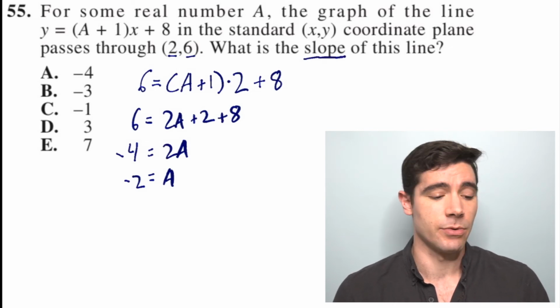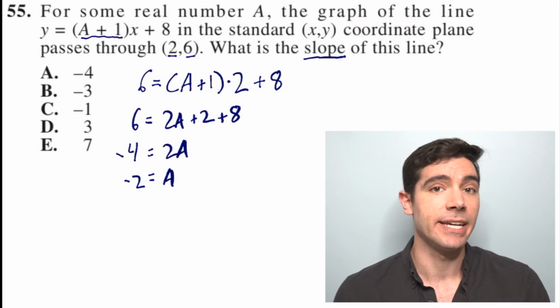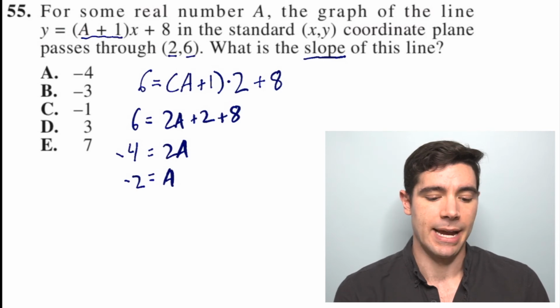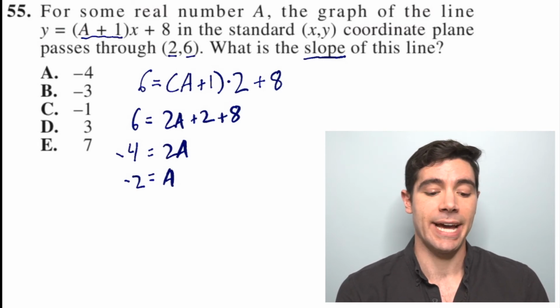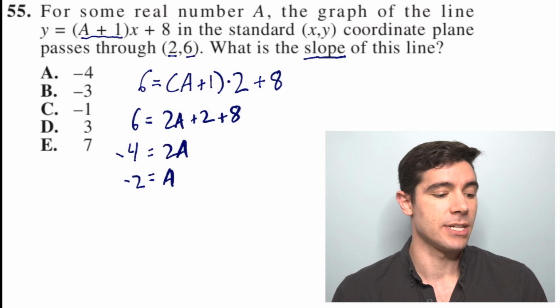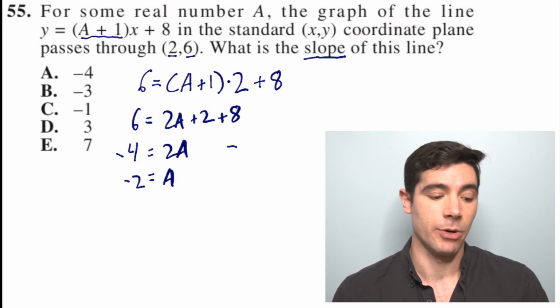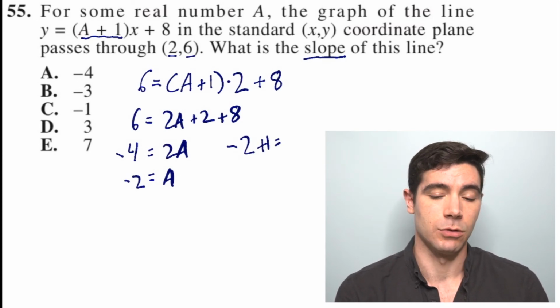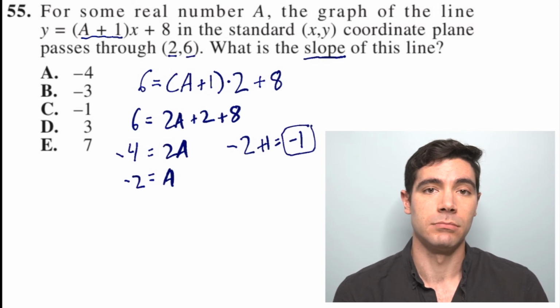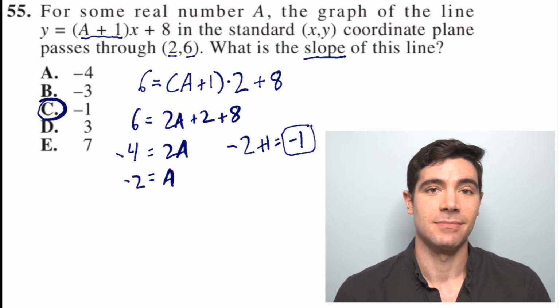So we look back to the original equation, which is basically in y equals mx plus b form. In that form, the coefficient on the x term is the slope, which in this case was a plus 1. Now we know that a is negative 2, so negative 2 plus 1 is negative 1. So the slope is negative 1.